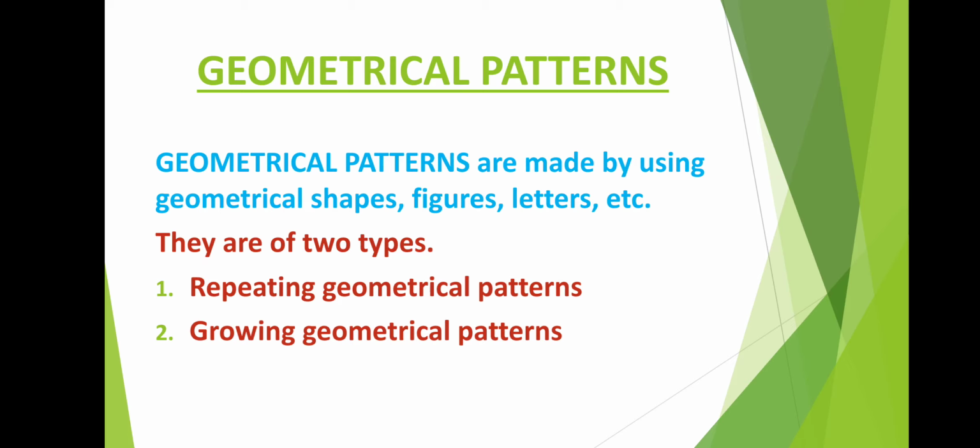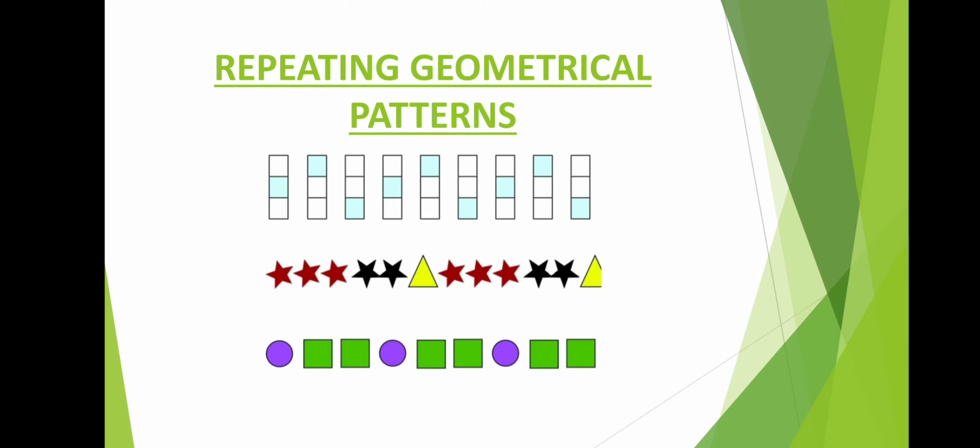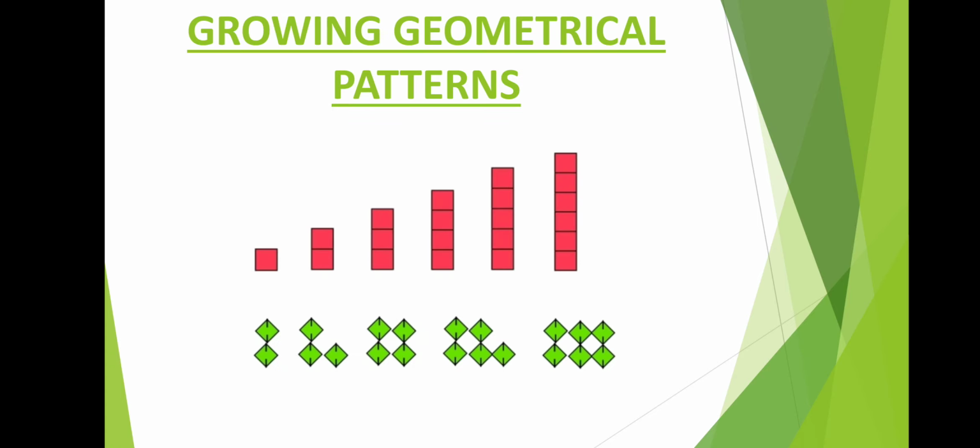Geometrical patterns are made by using geometrical shapes, figures, letters, etc. They are of two types, repeating geometrical patterns and growing geometrical patterns. Repeating geometrical patterns are the patterns which repeat themselves, as you can see in these examples. Growing geometrical patterns are the patterns that grow in number. You can see the examples of growing geometrical patterns on this slide.